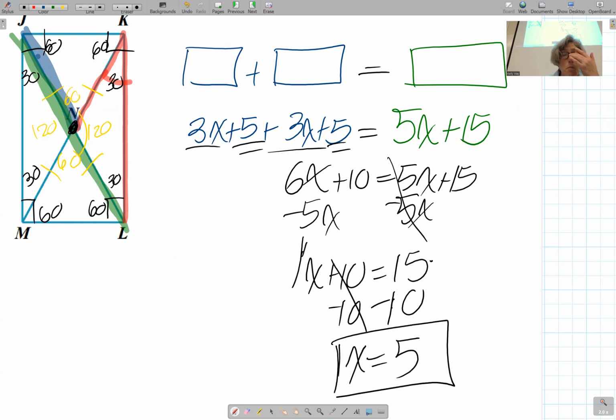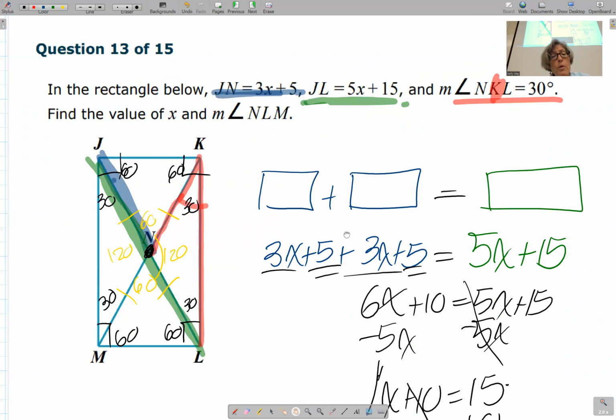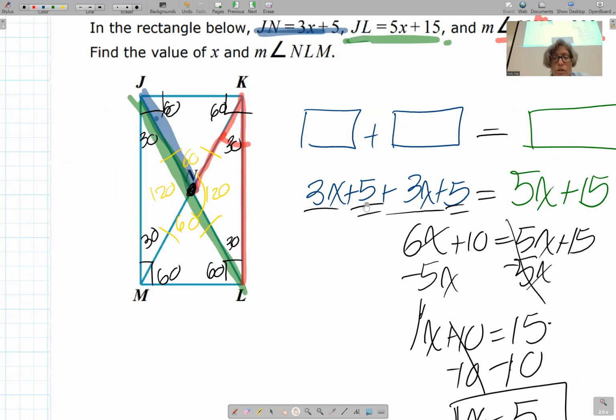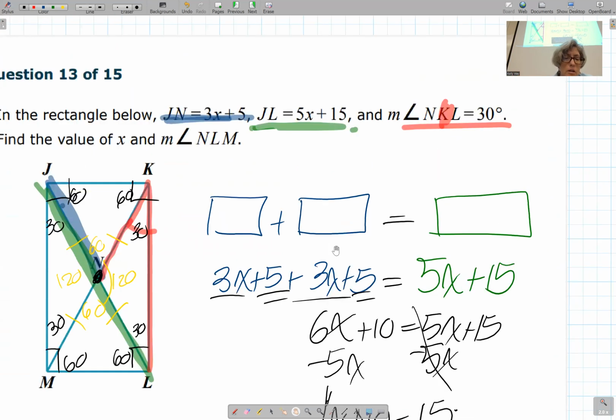Very important. Most likely, ALEKS is not going to just ask for X. It's going to want you to do something with it. Let's see what it asks for up here. Oh, surprise, surprise. This time it wants X. That's totally fine. So X is 5. Most of the time it's going to want you to plug in and find something.